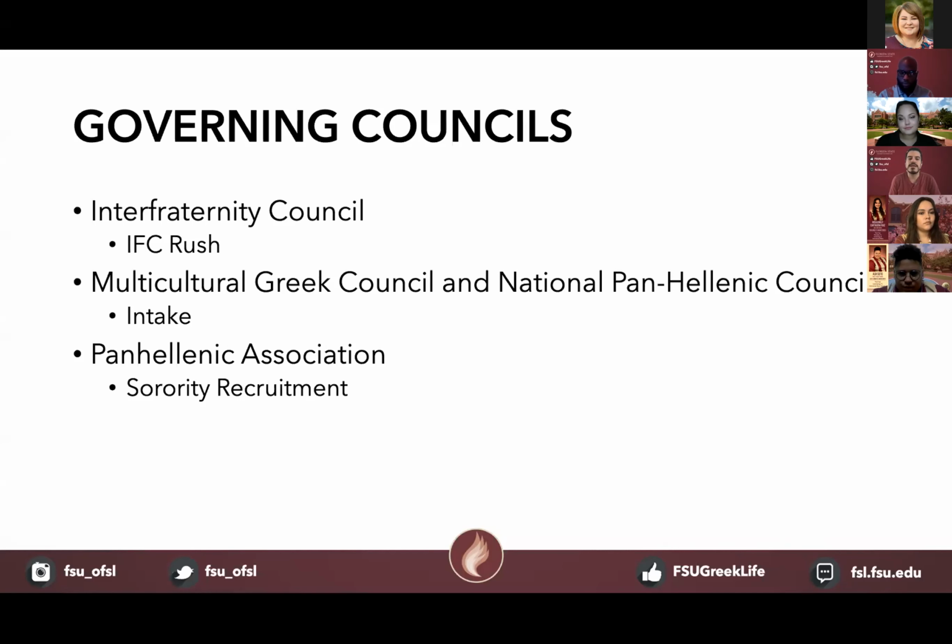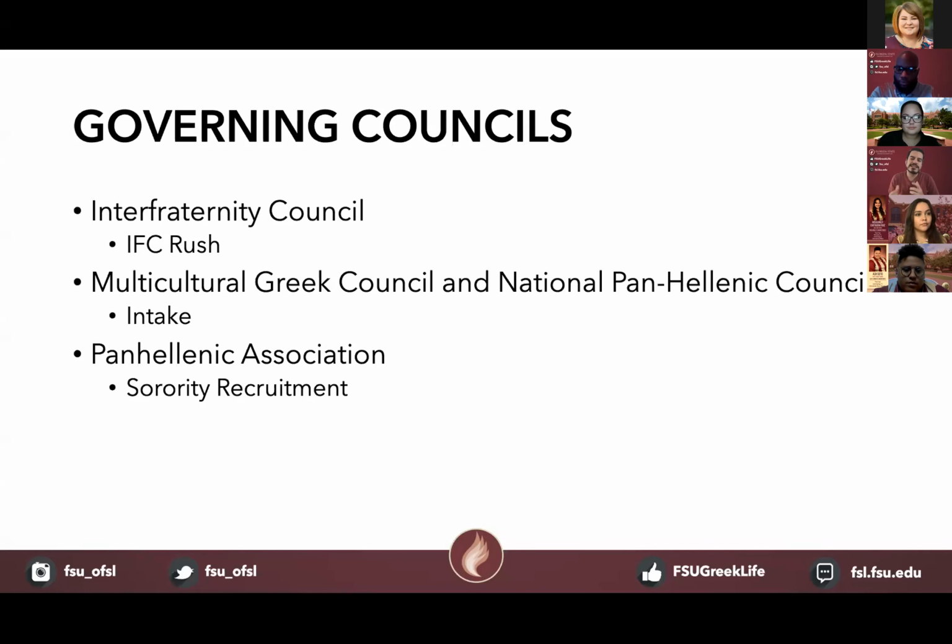The Interfraternity Council formally hosts the IFC Rush, which is their way of joining those organizations. In theory, most of our organizations are housed there. If you've driven around campus and seen some fraternity letters, traditionally it's the IFC fraternity. They also follow service, academics, and philanthropies. All of our councils have those same values of brotherhood, sisterhood, leadership, service, and scholarship.